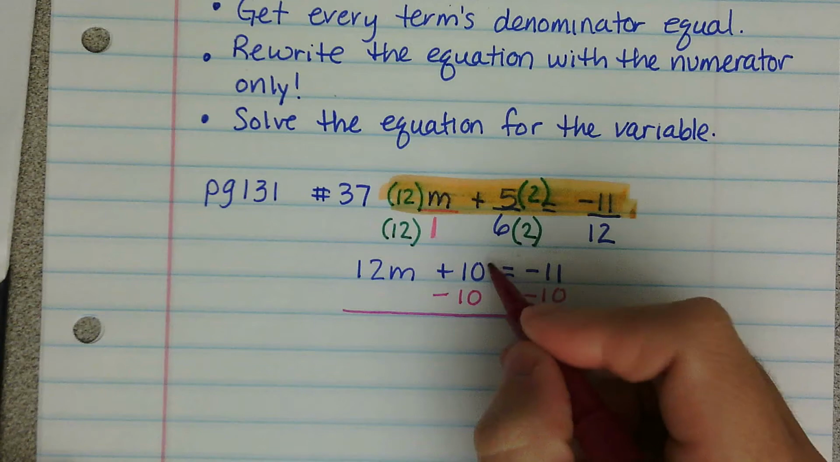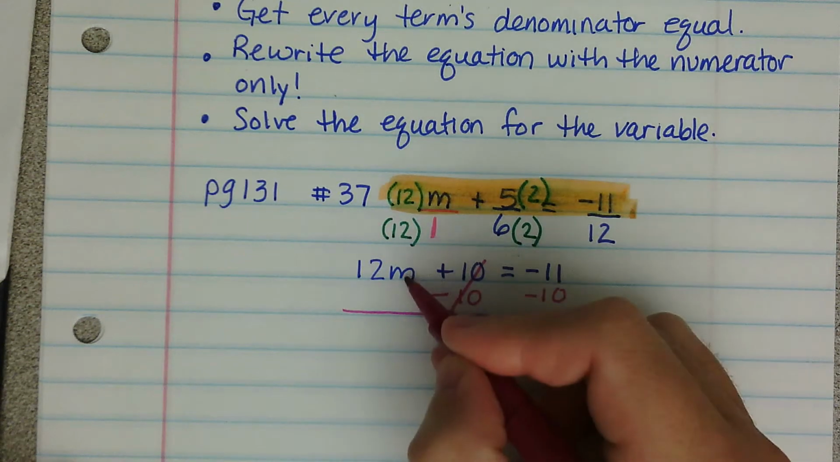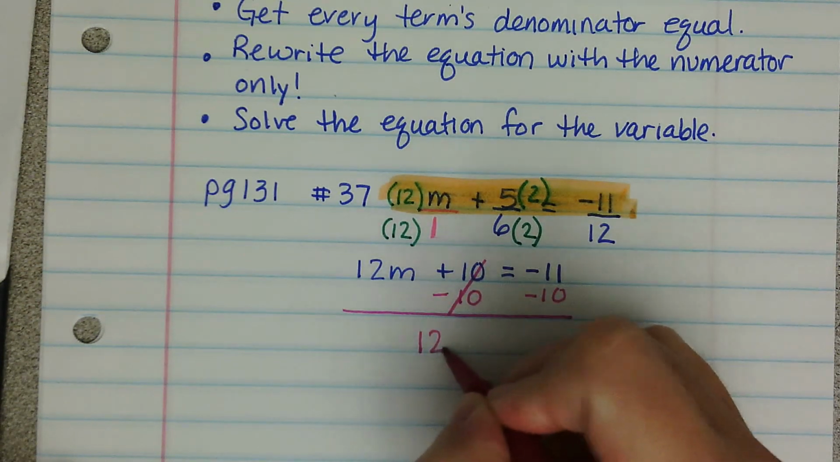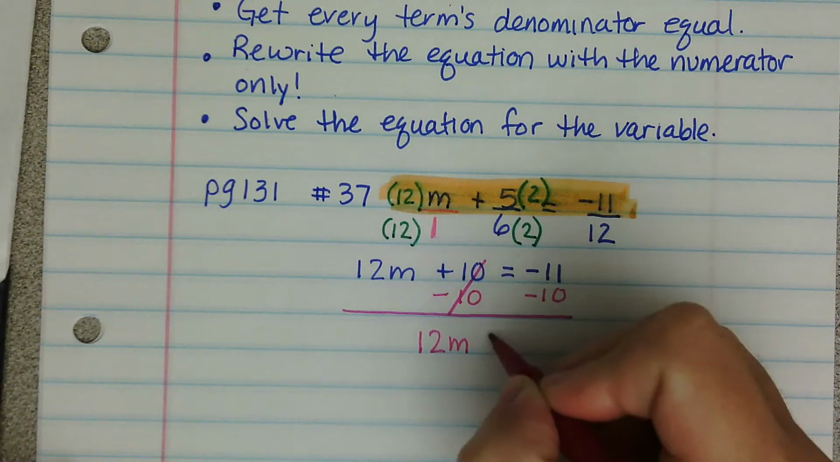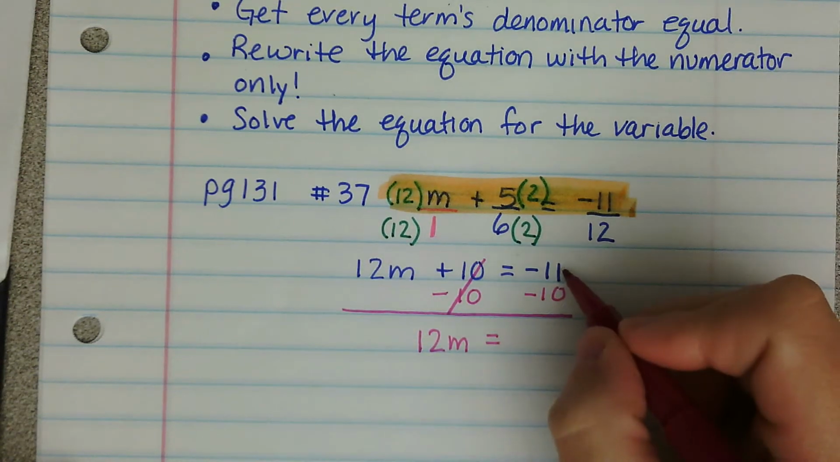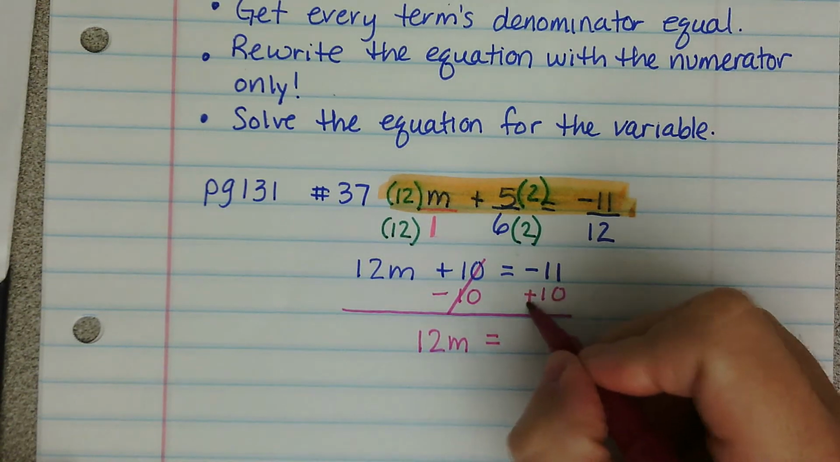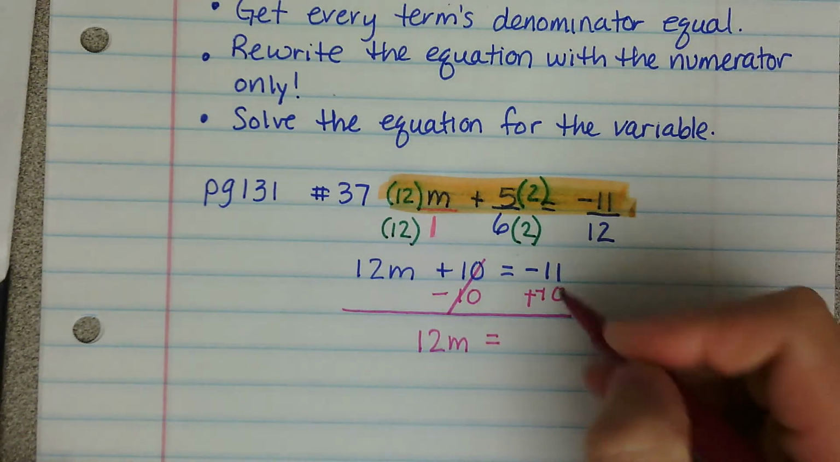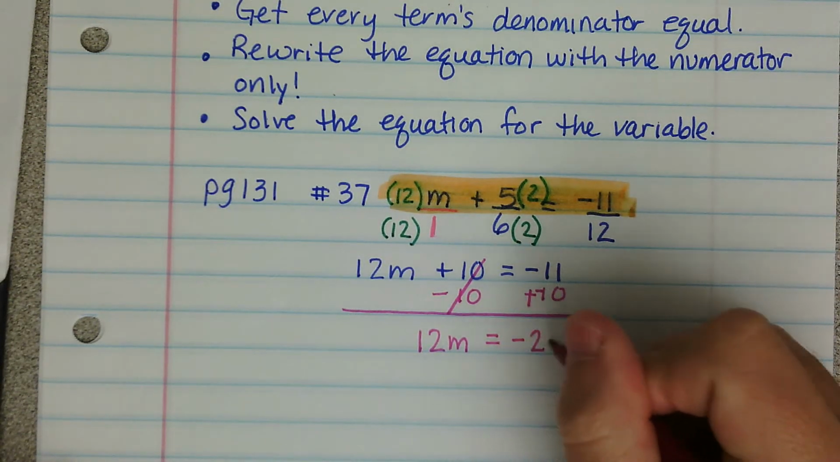Positive 10 minus 10 cancel. I'm going to bring down this 12m. I'm going to bring down this equals. And this is negative 11 plus negative 10. And that's going to give me a negative 21.